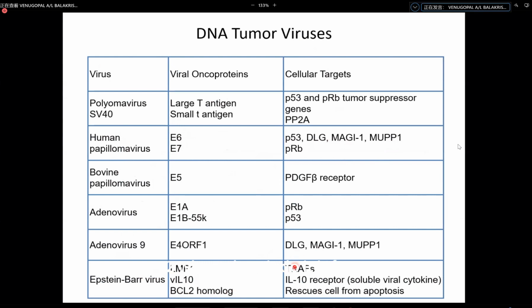So what does it do? It affects TRAF, the IL-10 receptor, and soluble cytokines, and rescues the cell from apoptosis. The cell needs to undergo apoptosis to die so that it won't produce cancerous cells. But what does this virus do? It rescues the cell from apoptosis. So it blocks apoptosis and rescues the cell so that the cell could be maintained and become cancerous. These are the proteins produced by the viruses. All these proteins are not host proteins. They are proteins from the virus which is inside the host.